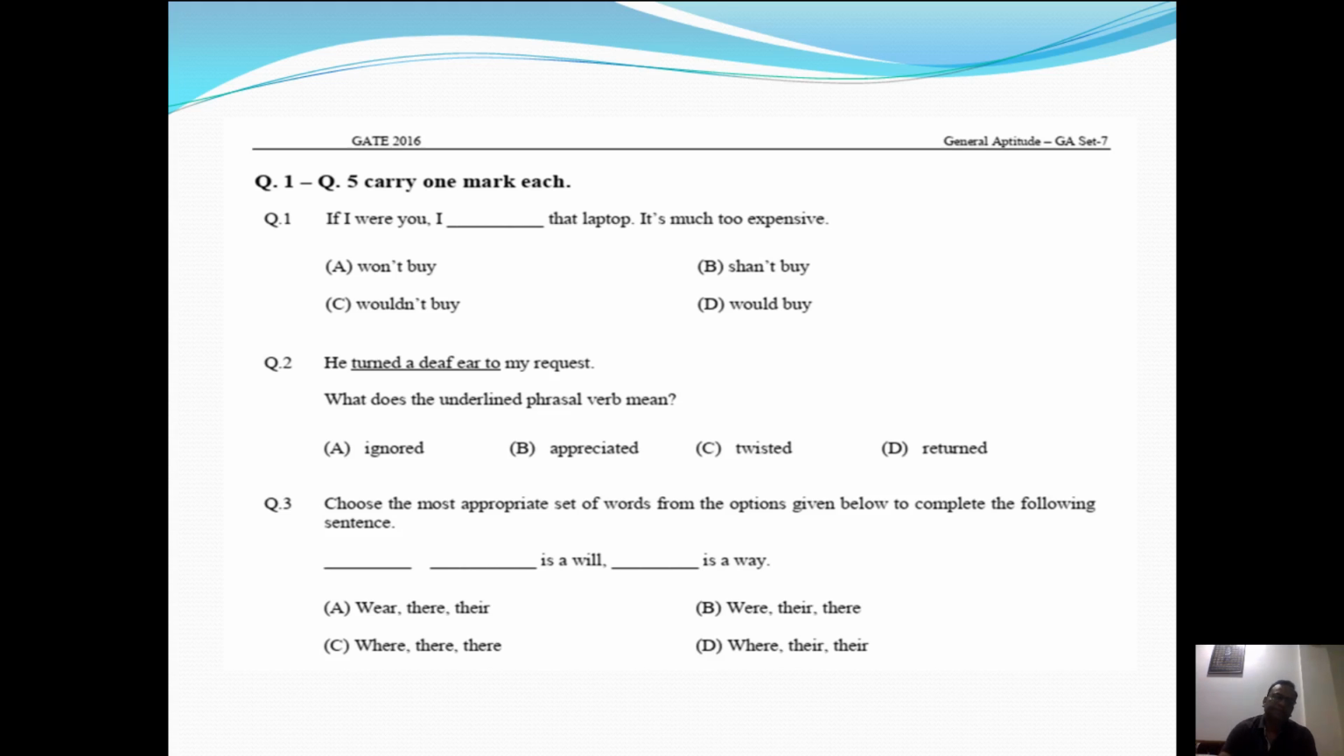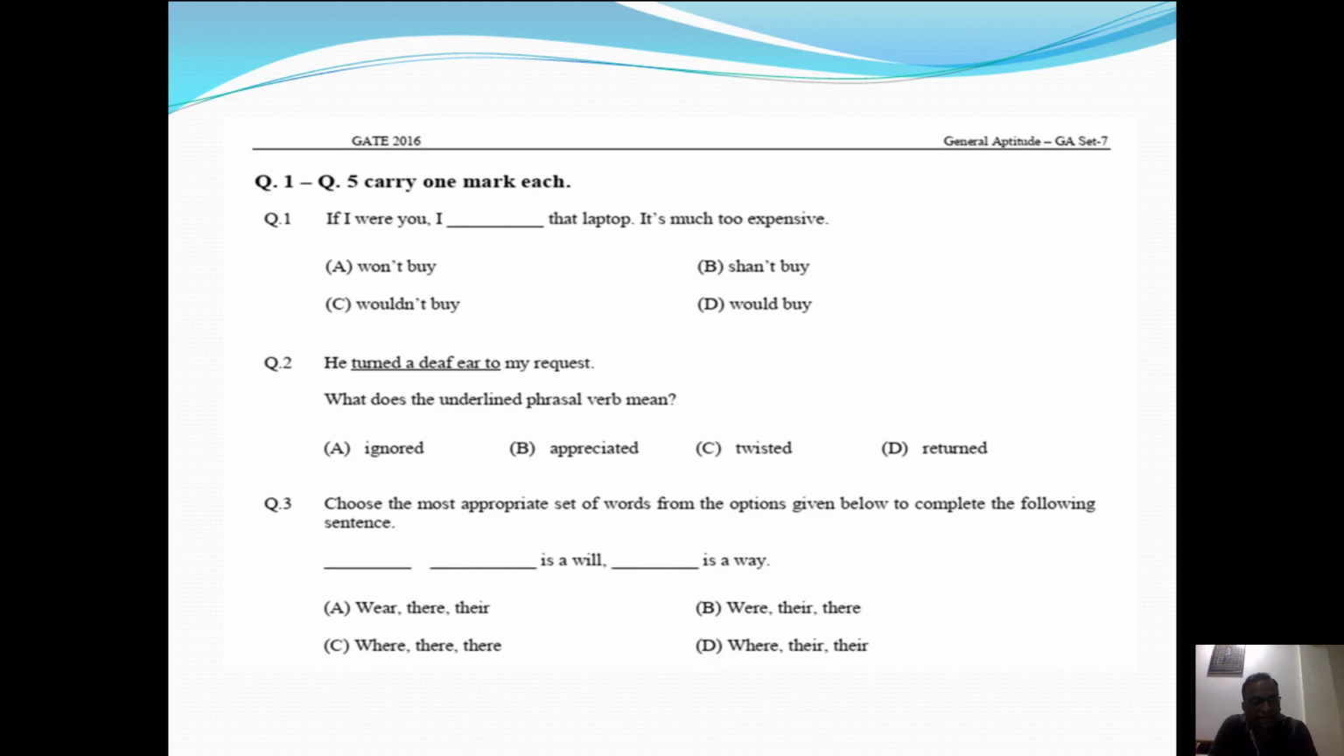Question number 2. He turned a deaf ear to my request. This question is based on idioms and phrases or phrasal verbs, so you will have to focus on idioms and phrases, and phrasal verbs also. What does the underlined phrasal verb mean? See, he turned a deaf ear to my request. When I request him, he turned a deaf ear, means he turned off his ear. He doesn't want to listen. That means he's ignoring.